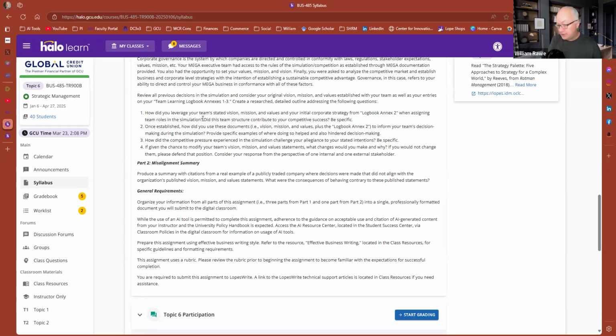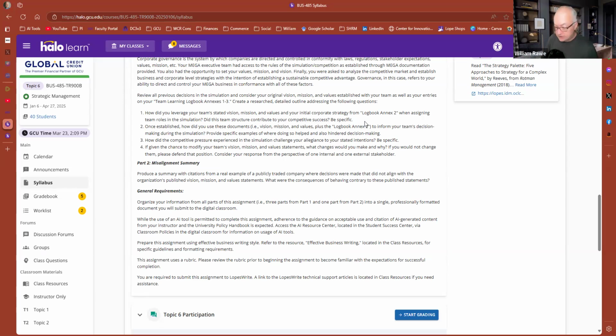First of all, did you look at your mission, vision, and values when assigning team roles, or did you not? If you did, you need to explain how you did that. If you did not, you need to explain why you did not, and how you assigned team roles without aligning those roles to your mission, vision, and values. And then, did this team structure contribute to your competitive success?